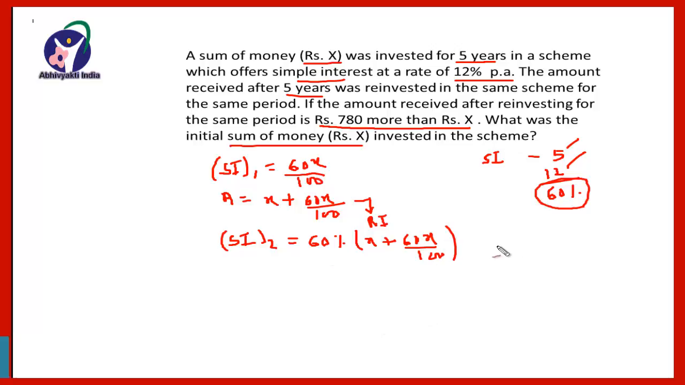Now multiply by 60% inside the bracket, so you will get 60% of X, that is 60X by 100, plus 60% of 60X by 100. If you solve that, you get 36X by 100. So this will be equal to 96X by 100.